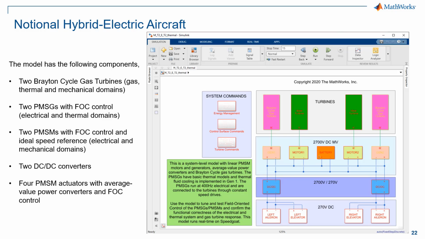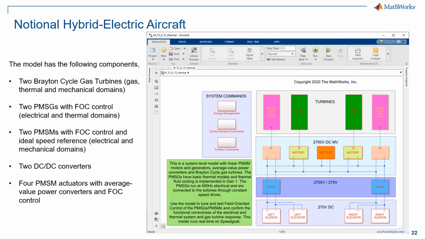The generators use a constant speed drive and are fixed at 400 Hz electrical, with the field-oriented controller of the generation system maintaining DC voltage level. The actuators are variable speed and operate under position control.